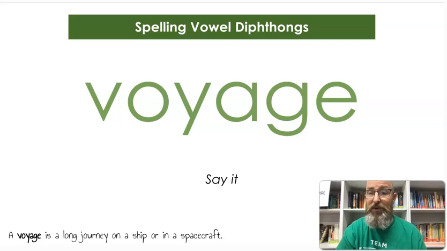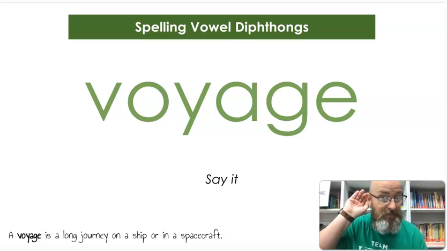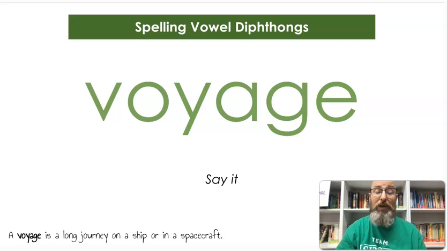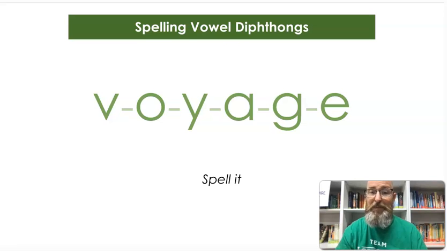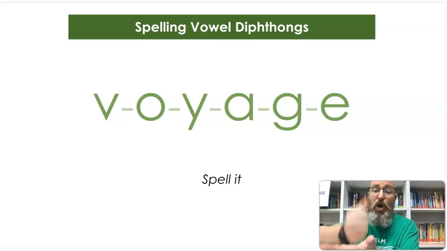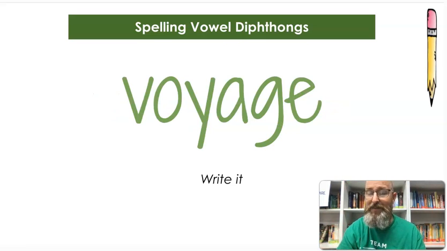Our next word is voyage. Say voyage. A voyage is a long journey on a ship or in a spacecraft. Count the syllables. Voyage. Voyage. Let's spell it. V-O-Y-A-G-E. Voyage. And let's write it.